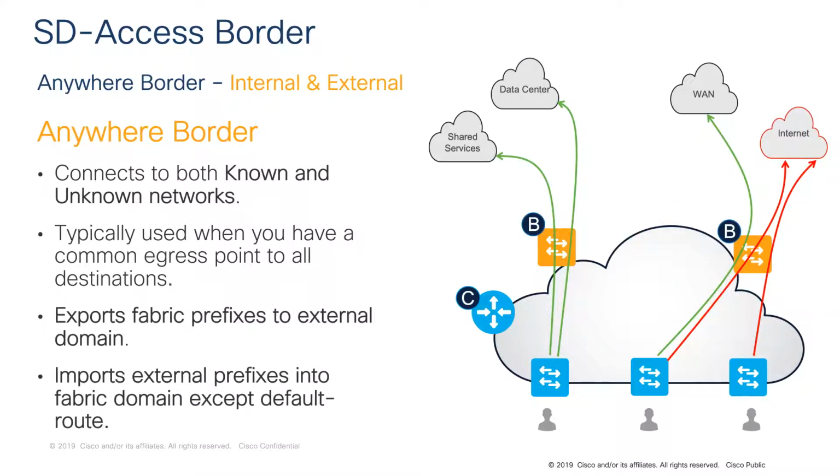An anywhere border is used in networks where the same borders are the entry and exit point to all services such as data center, shared services, and internet.